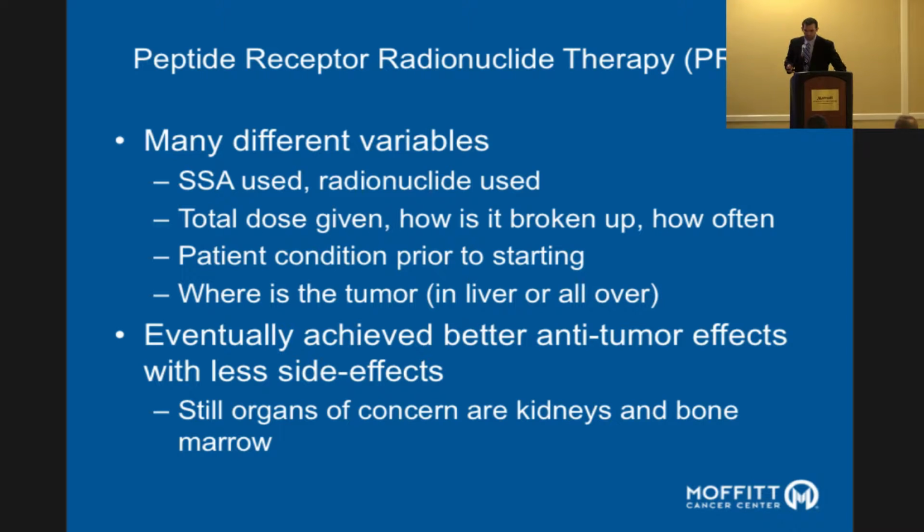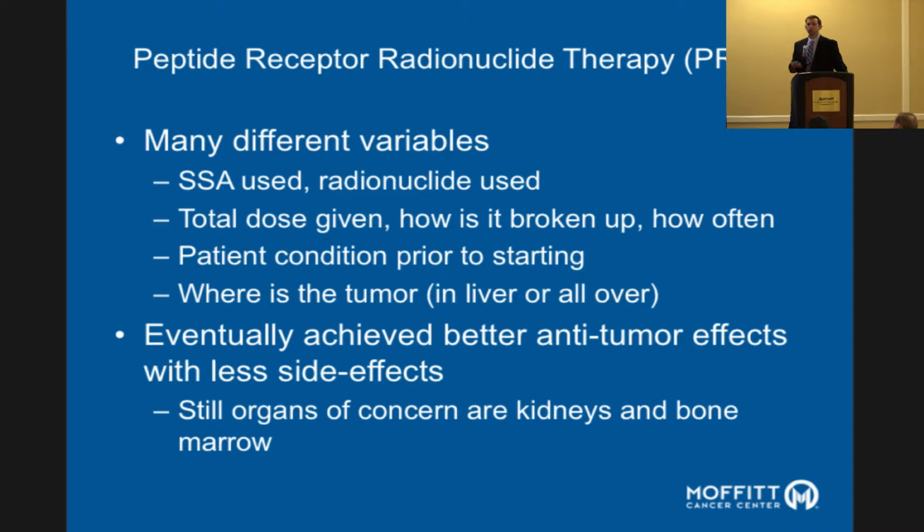And there's all kinds of different things you can work on. You can change up the analog. You can change the radionuclide that you're giving. They had to figure out how much radioactive dose can you give to limit side effects but still kill tumor. Do you give it all at once? If you break it up, how do you break it up? A lot of different variables to work out. But over time, they found they were able to achieve better and better anti-tumor effects with less side effects.